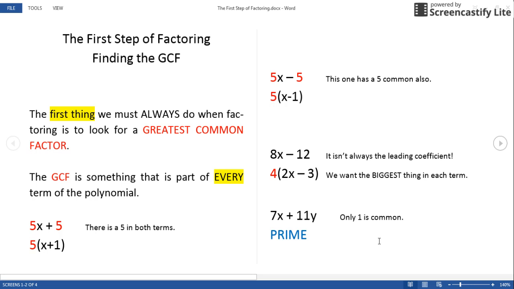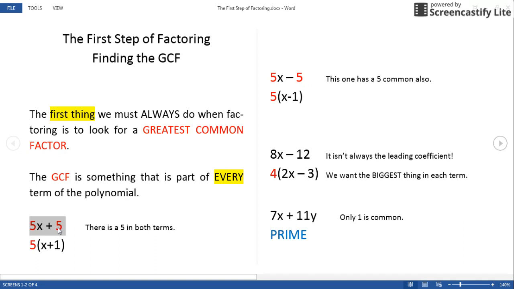Let's talk about the first step of factoring, which is to find the greatest common factor. The first thing we must always do when factoring is to look for a greatest common factor. The greatest common factor is something that is part of every term of the polynomial. For instance, for our first problem, this binomial 5x plus 5, there is a 5 that is clearly part of each of these terms. So our greatest common factor is 5.